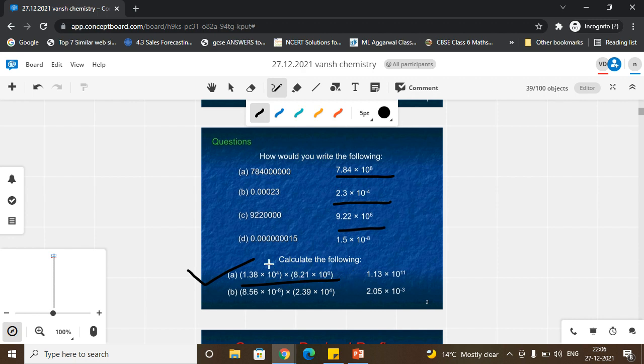This is all the mathematical calculation. Suppose we have 10 raised to the power of 4 and 10 raised to the power of 6. What we do is add the powers when the base is the same. So 10 raised to the power of 4 plus 6 gives 10 to the power of 10. But when we multiply 1.38 by 8.21, we are not getting a number in scientific notation. So instead of writing 11.3, it becomes 1.13 times 10 to the power of 11. Is this clear?